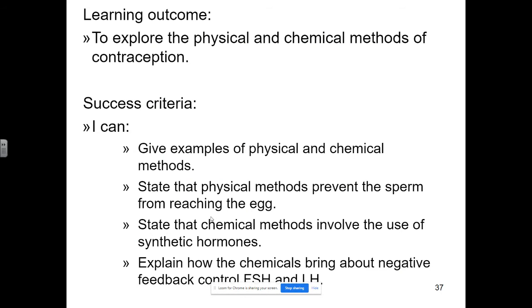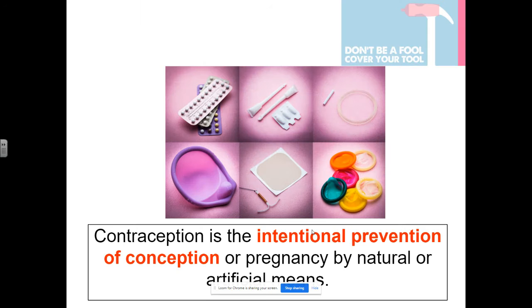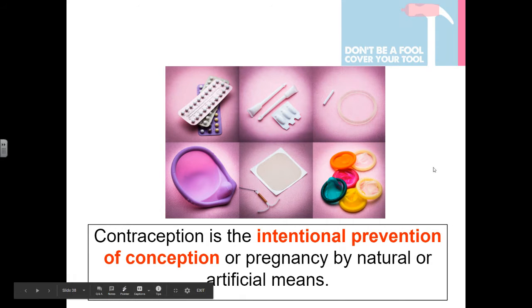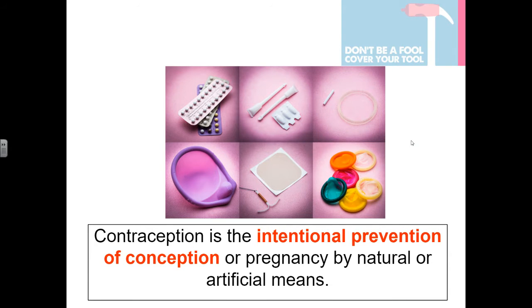You'll be successful if you can give examples of both physical and chemical methods, understand the biological basis, as it's termed, of the physical methods, understand how the contraceptive chemical management can be done, and understand things like progesterone only and emergency contraception. So when we talk about contraception, we are just talking about the intentional prevention of pregnancy by natural or artificial means.